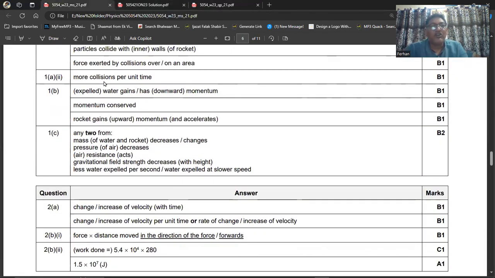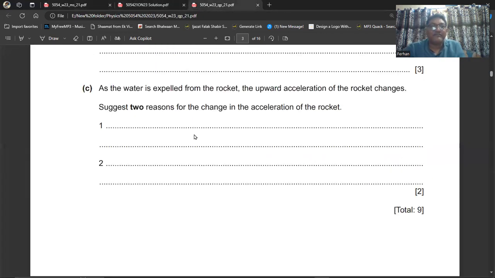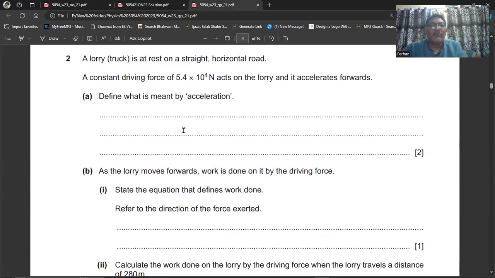So for question number one, C part, the marking scheme is showing up on your screen. You can pause the video and take your time with this marking scheme. I'm talking about this part. This is my answer. Okay, so we are going to the next question.